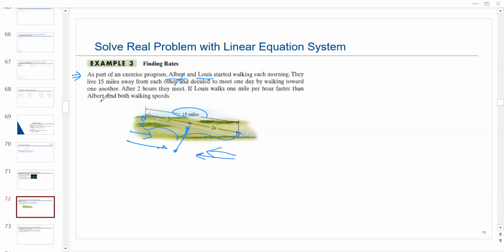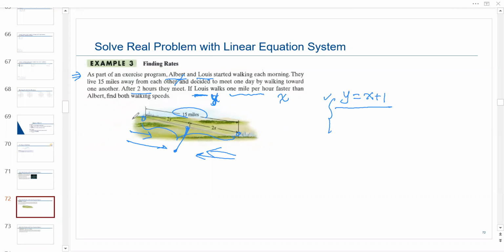Suppose Albert's rate is x. So Louis's rate will be y, right? So y equals x plus 1, because Louis actually walks faster than Albert, by 1 mile per hour. So you can get the first equation. The second one is that they take 2 hours to meet each other.